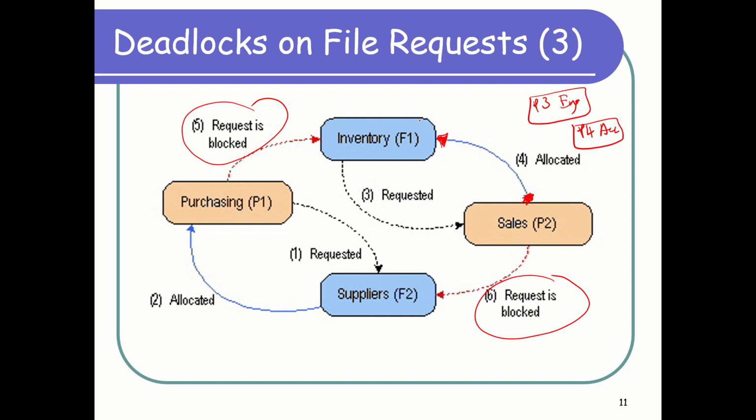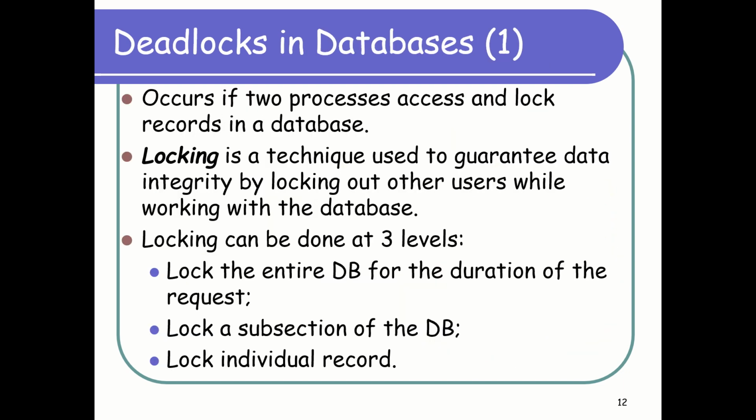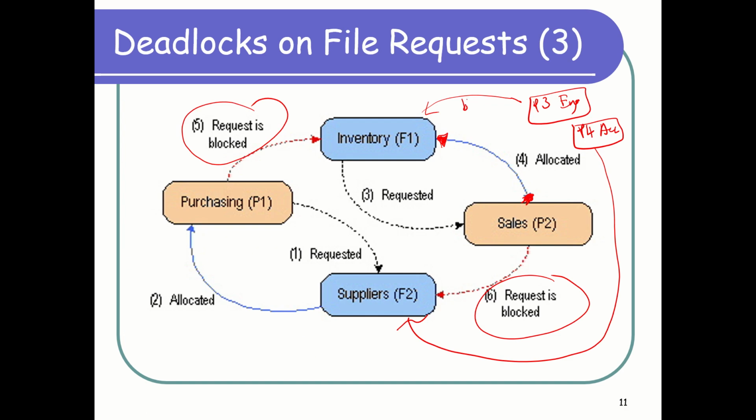If they want to access any of this file, it also will be blocked. This one will be blocked because now supplier F2 is serving the F2 file is serving P1 and the inventory is serving P2. The deadlock will remain. This will block this 1, 2, 3, 4 will be 1, 2, 3 and 4. The deadlock will remain until one of the programs is withdrawn.